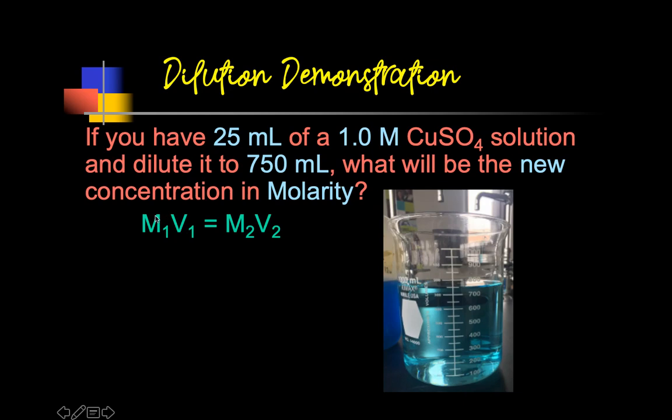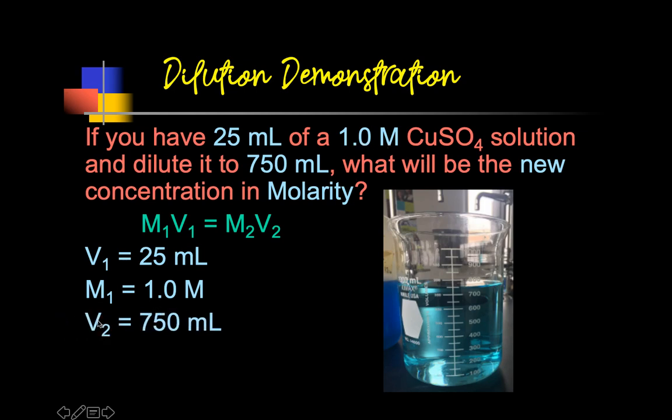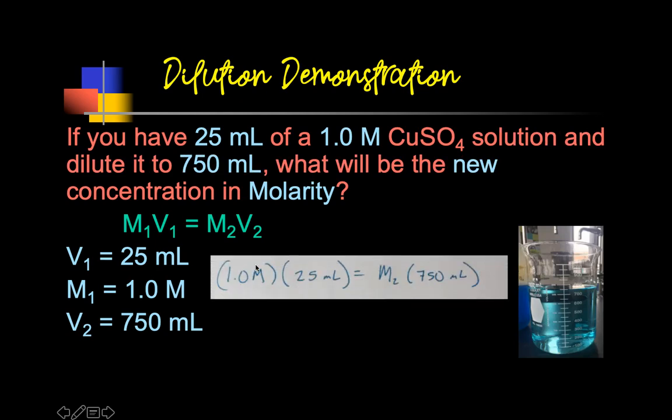Well, here's that new equation. M1V1 equals M2V2. My volume was the 25 milliliters I started with. My molarity was that 1.0 molarity that I started with. My ending volume was the 750 milliliters. I can see that in this example. What I want to know is my new molarity. I can predict that it's lower, but I want to know how much lower. So I take my 1 molarity as my M1, my 25 as my V1, M2 is what I'm solving for, so then 750 is my V2.